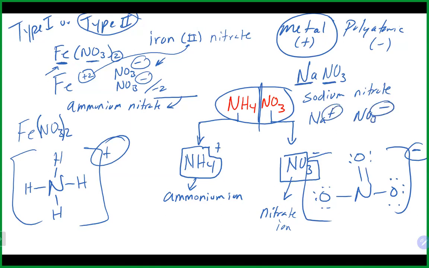So 99 times out of 100, probably you will find a polyatomic ion pretty much hooked up with a metal. You could fall back on pretty much the type 1, type 2 rules and just use the whole name for the polyatomic ion. Any questions on that there?